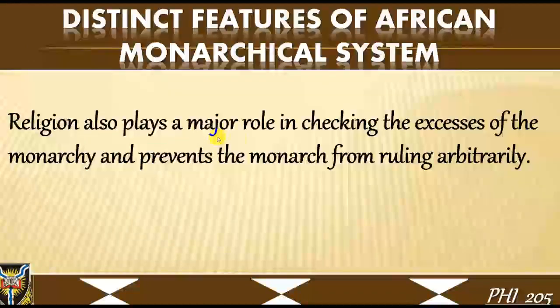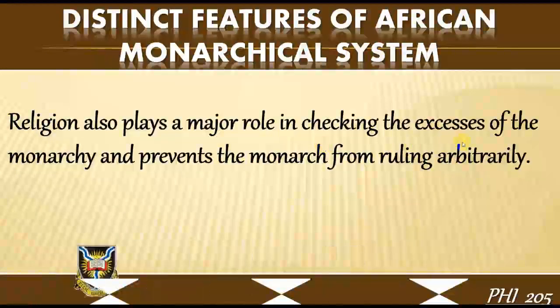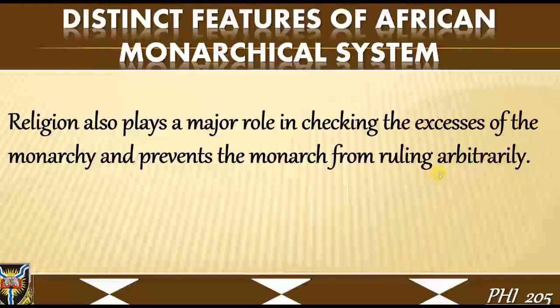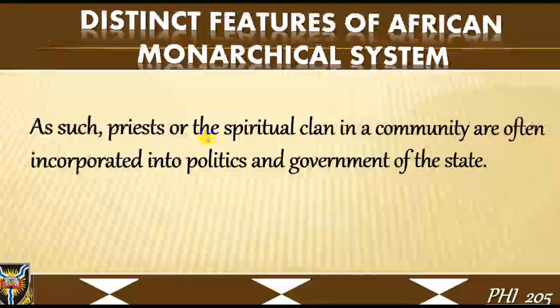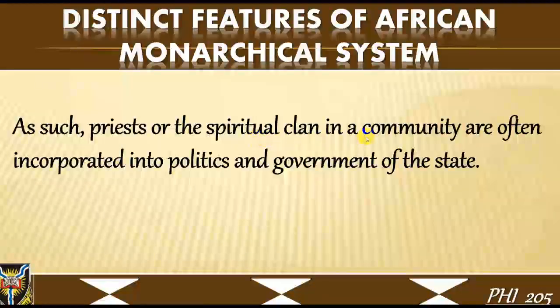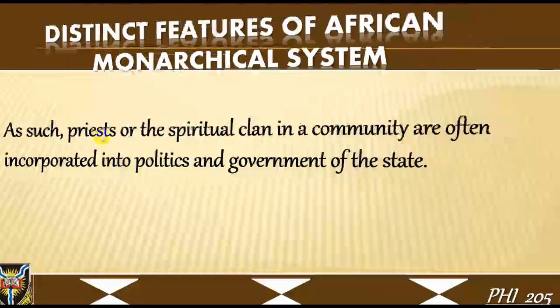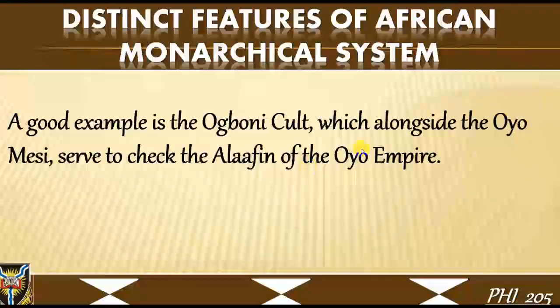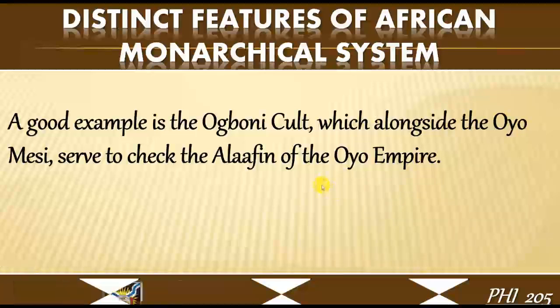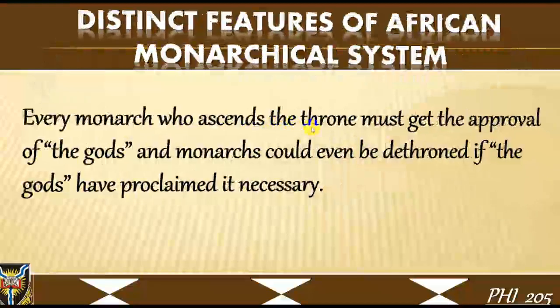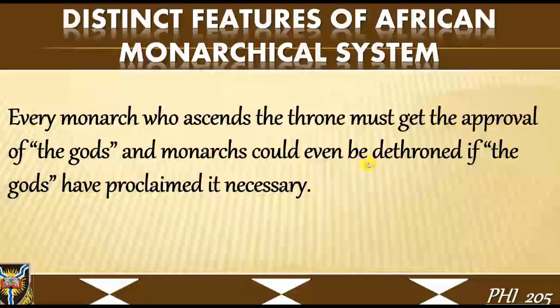Religion also plays a major role in checking the excesses of the monarch and prevents the monarch from ruling arbitrarily. As such, priests or the spiritual clan in a community are often incorporated into the politics and government of the state. A good example is the Ogboni court, which, alongside the Oyo Mesi, serves to check the Alaafin of the Oyo Empire. Every monarch who ascends the throne must get the approval of the gods, and monarchs could even be dethroned if the gods have proclaimed it necessary.